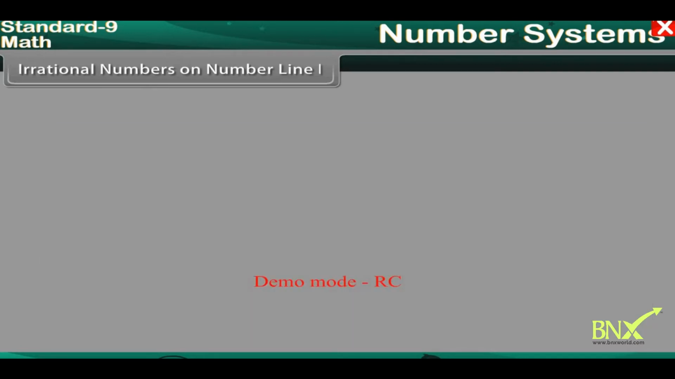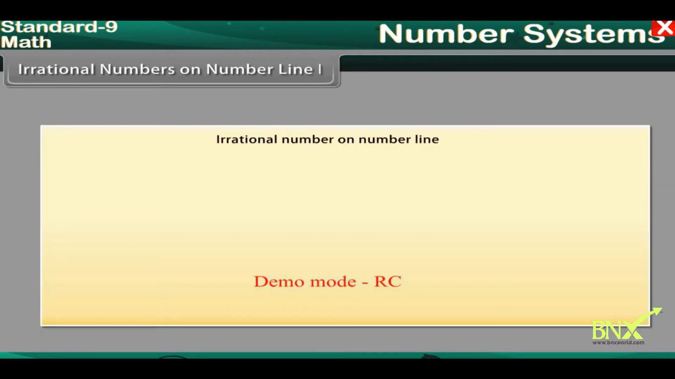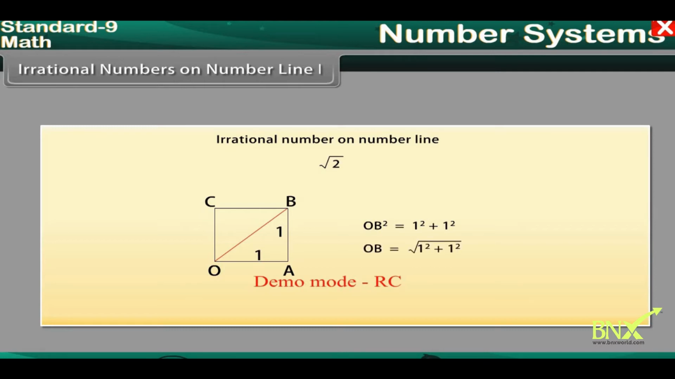Irrational numbers on number line 1. Now we will learn to locate irrational numbers on a number line. Let us see where square root 2 is located on a number line. For this, we will first consider a unit square OABC with each side 1 unit in length. Now by using the Pythagoras theorem, OB squared is equal to 1 squared plus 1 squared, or OB is equal to square root of 1 squared plus 1 squared, which is equal to square root of 2.